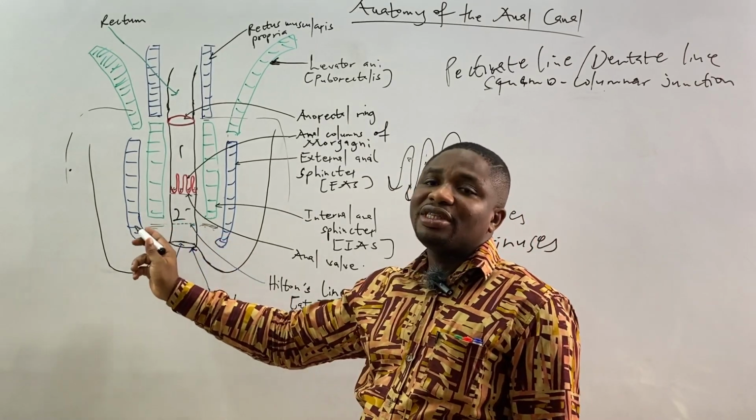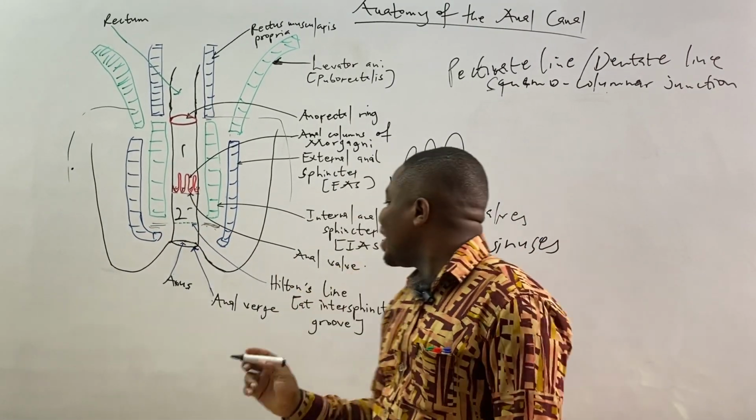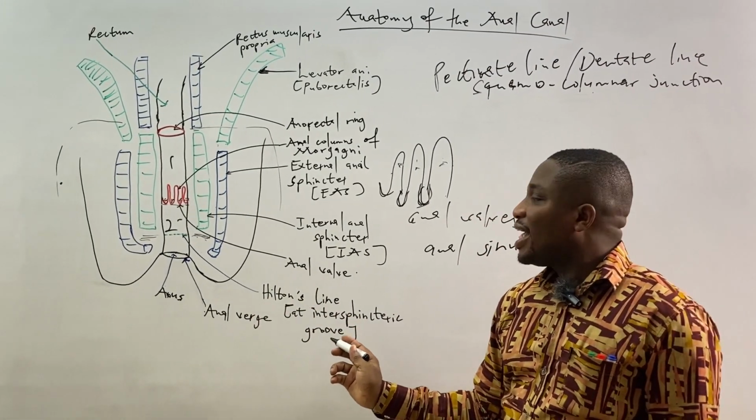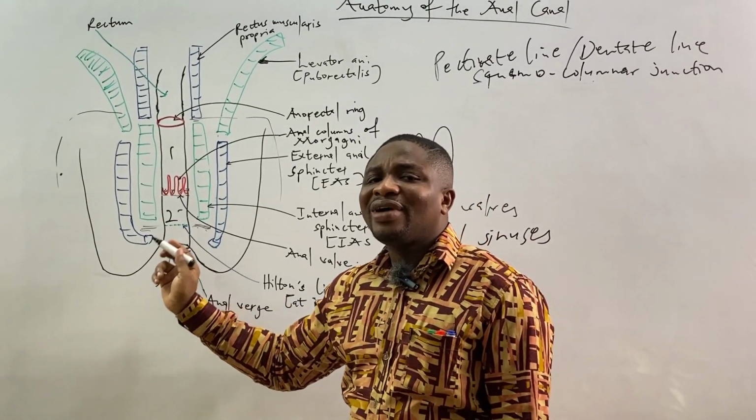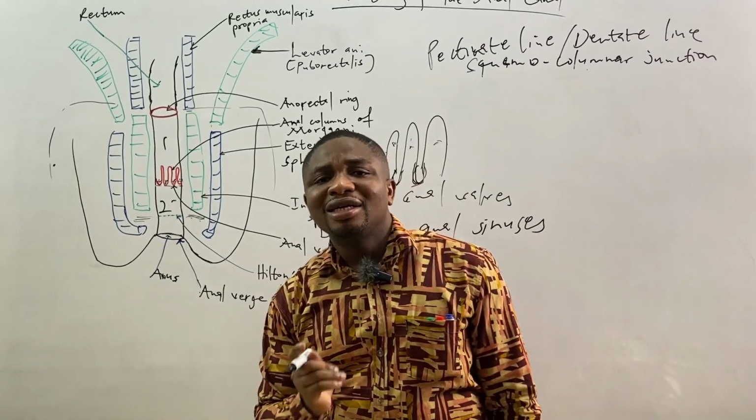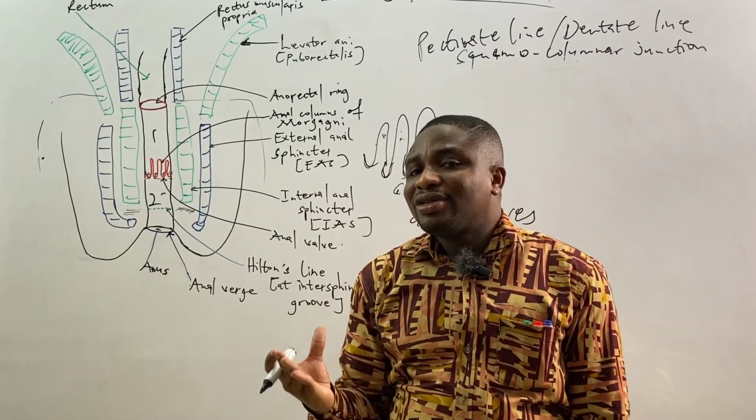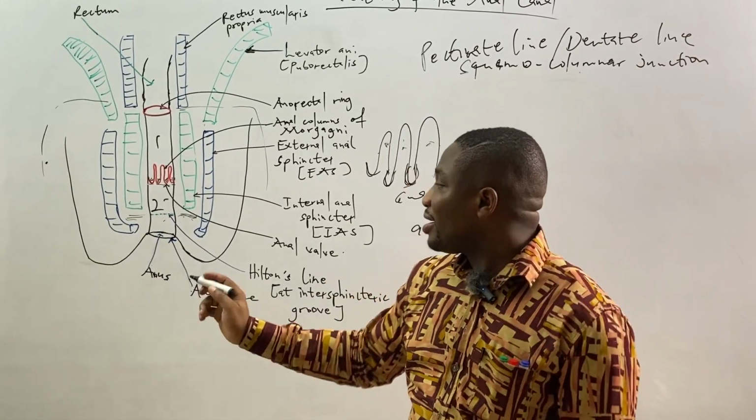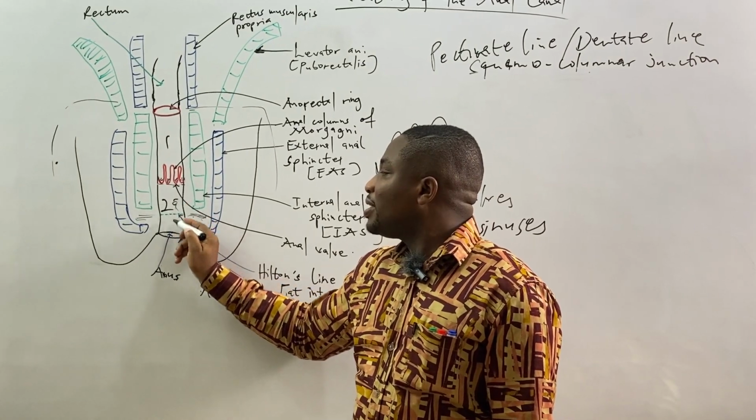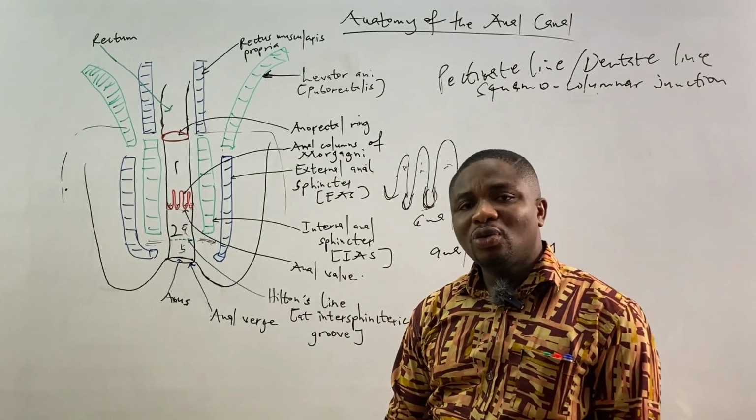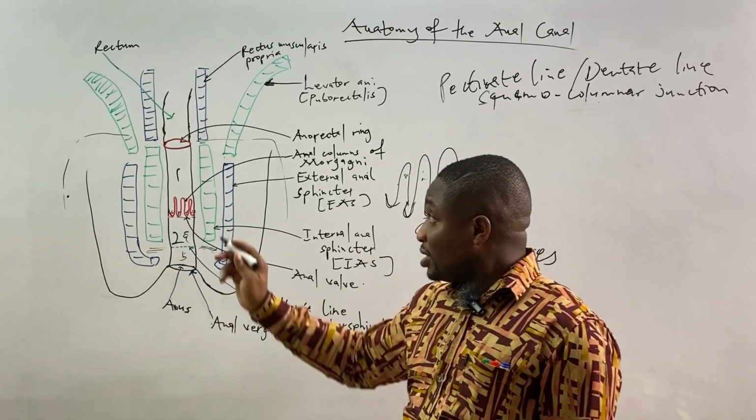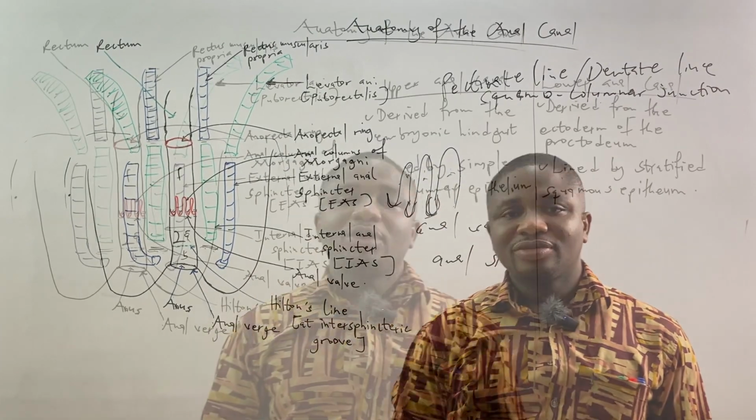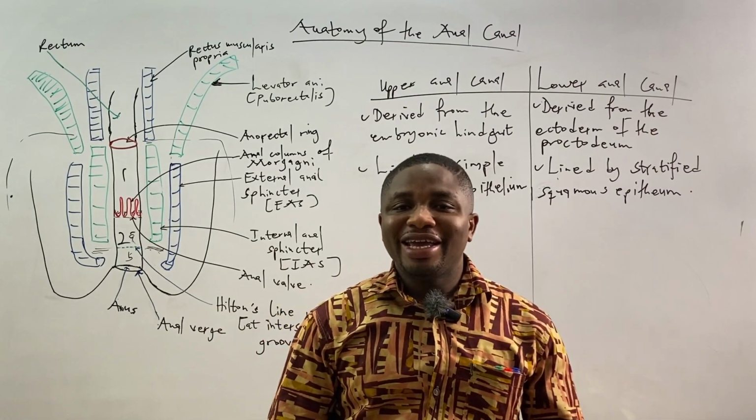And at the level of the intersphincteric groove, there is a white line we call Hilton's line. So Hilton's line is at the level of the intersphincteric groove. And this Hilton's line further divides the lower anal canal into two parts: the superior aspect of the lower anal canal and the inferior aspect of the lower anal canal. Now, let's talk about the upper and the lower anal canal.